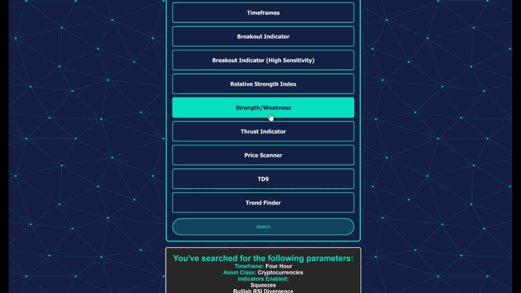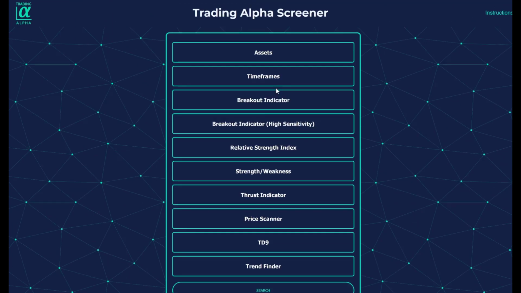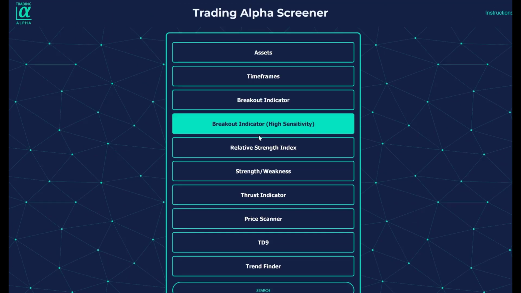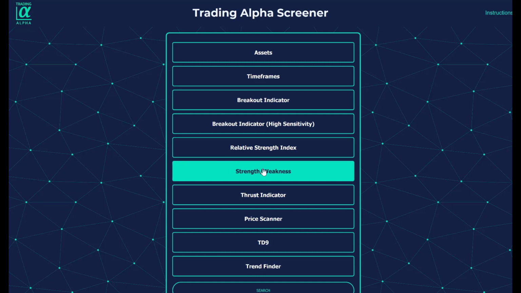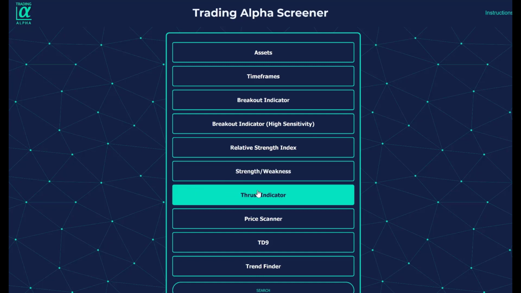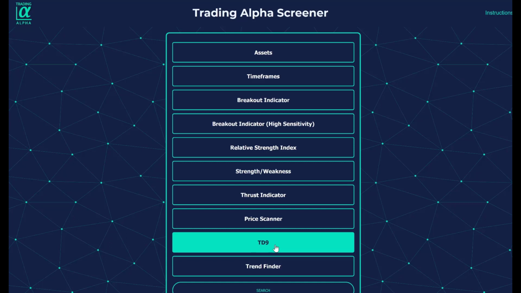So let's look back. I mean, you can come up with a number of things. You can do a squeeze with strength and weakness. You can do a squeeze with thrust. The TD9s are also very, very powerful. So that's the screener, guys, and I hope to add many more things to the screener.